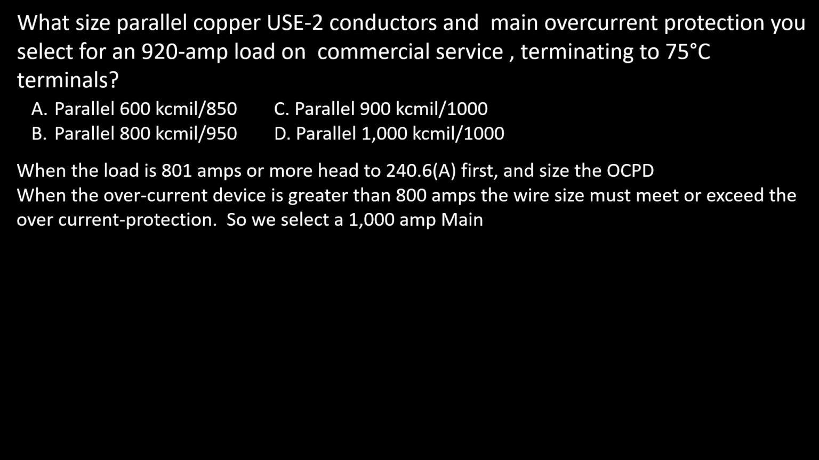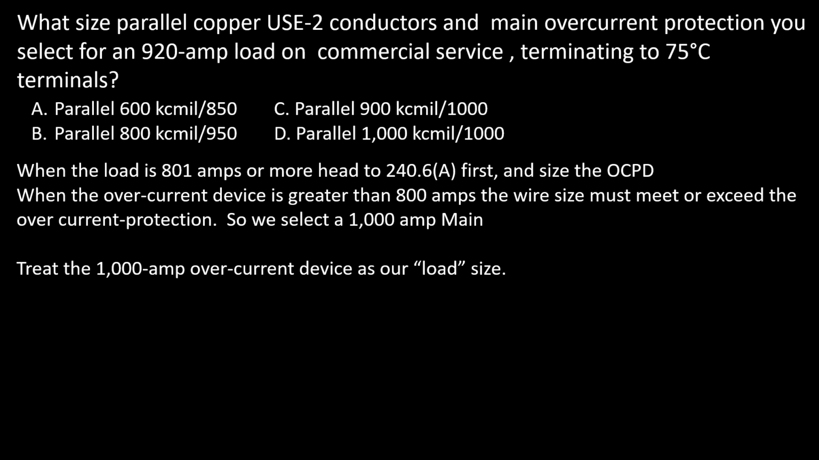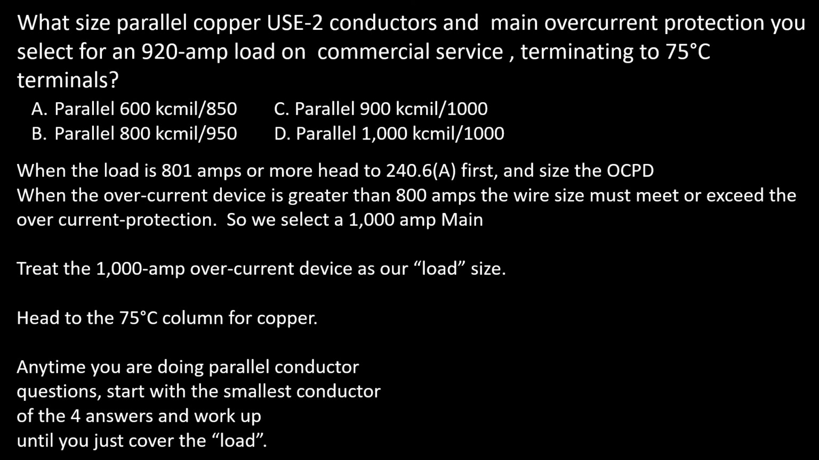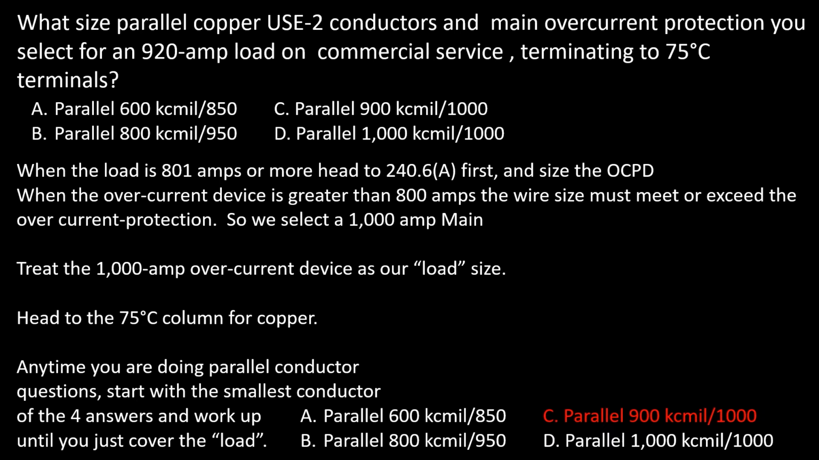So when the overcurrent protection is greater than 800 amps, our wire size must meet or exceed the overcurrent protection. So we're going to select a 1000 amp main overcurrent device from table 240.6A. Then we're going to treat the 1000 amp overcurrent protection as our load. So we're going to head to the 75 degree C column for copper. We're going to go through the same process when we're paralleling, starting with the smallest pair. We're going to find out that in this case it's parallel 900 kcmils and a 1000 amp main overcurrent device. Great job.